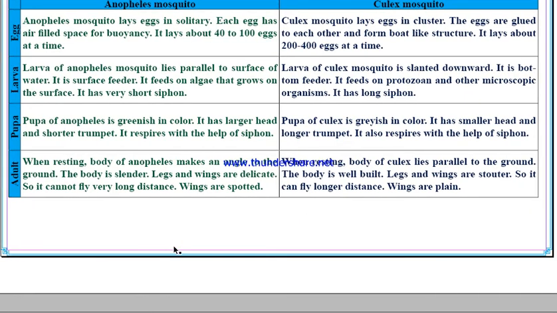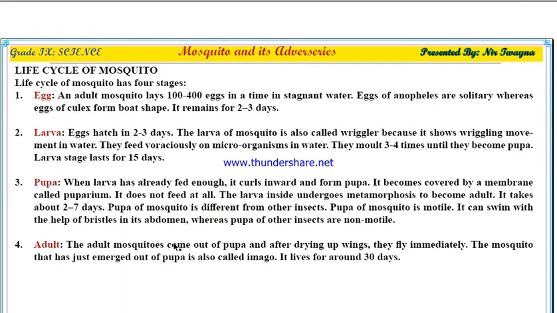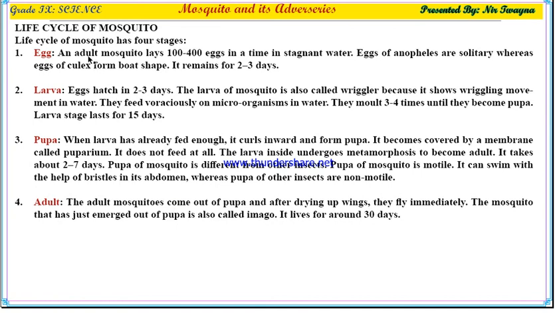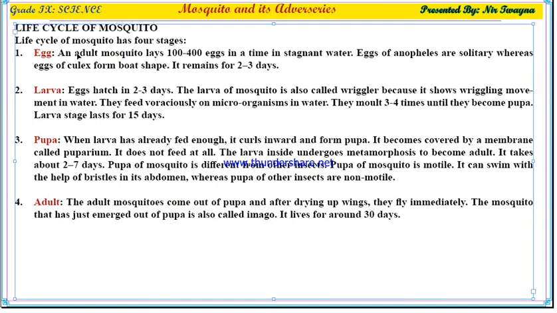Any confusion up to here? And now I guess you can pretty easily explain the life cycle of mosquito. Yes, in life cycle of mosquito it has 4 stages. First egg, and then larvae, and then pupa, and then adult.